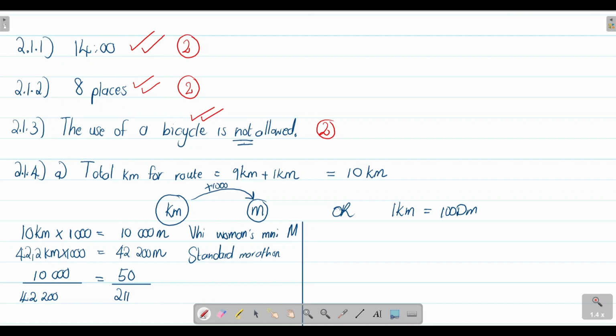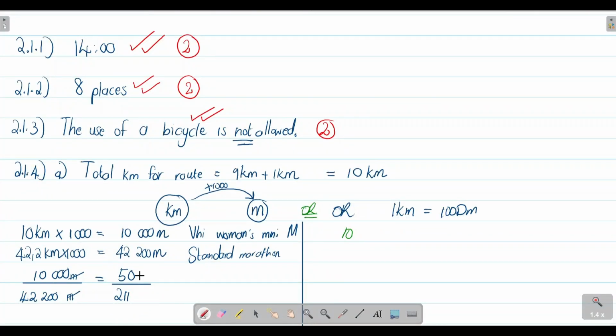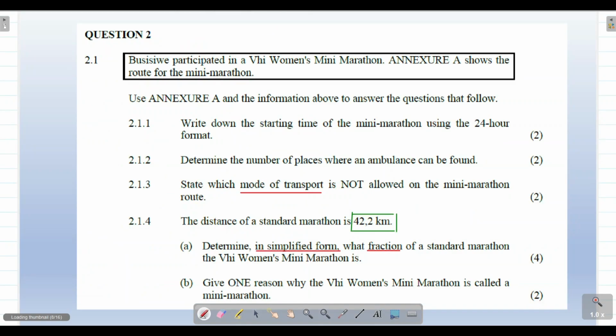Or we can also solve this question like this. You can literally just take the 10 kilometers. Actually, I forgot to write units. I'm always stressing units. Meters, meters. Remember, it's meters over meters, it cancels like that, right? You already understand that, and you just have your units. So 50 over 211 is a fraction that is in its simplified form, okay? So we don't have to write it down as a decimal, because they said what fraction of a standard marathon the V Women's Mini Marathon is.